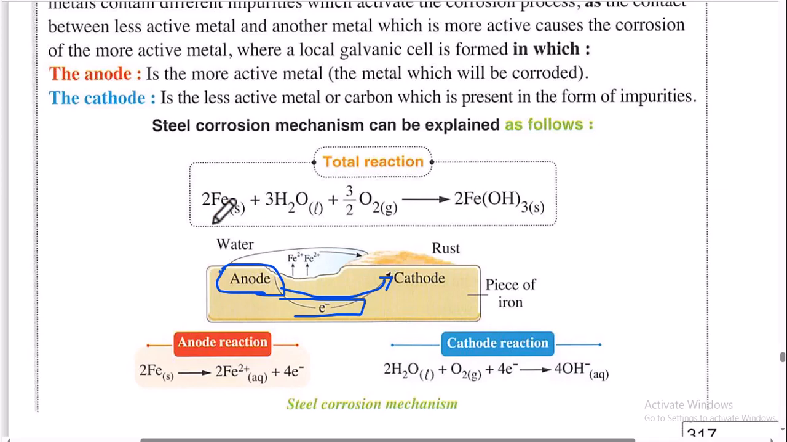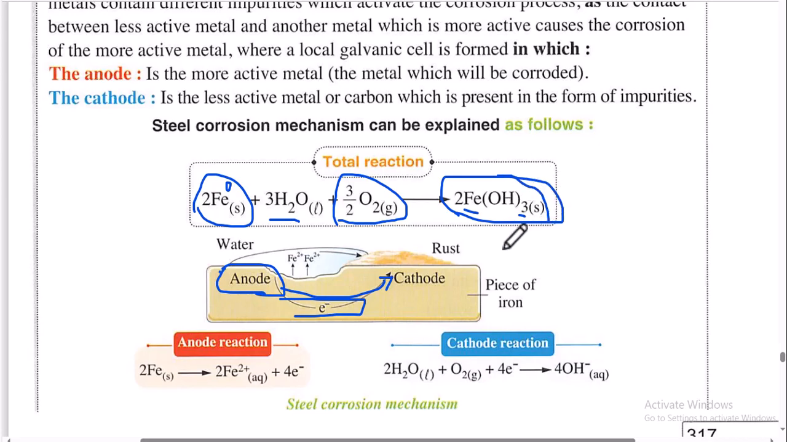So look at this. This is the overall reaction of the corrosion of iron. Two iron atoms in the solid form with a zero charge take 3 water molecules and 3 atoms of oxygen in the form of gas to form 2 ferric hydroxide, or 2 molecules of iron(III) hydroxide. So this is the rusting layer. It is a hydrated form. Its color is brown. So let us take this process in some detail.